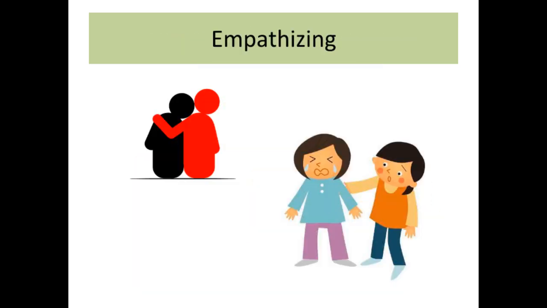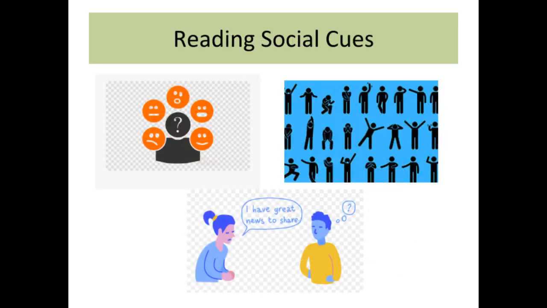Empathizing means that one is able to feel what the other person feels. Empathy allows one to really connect with other people. Children or people who lack empathy are often labeled as mean, unkind, or self-centered. Reading social cues is very important in a conversation. Cues are the hints and signals that guide us to the next thing to say or do. Social cues can be verbal or nonverbal.